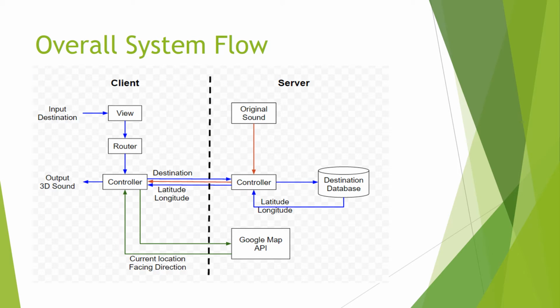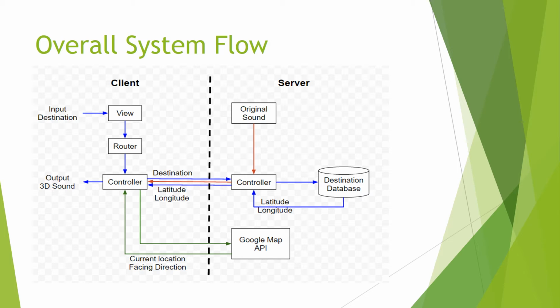First, the user needs to input their destination, then the system will call the router to map the input to its corresponding controller. The client-side controller will call the server-side controller to get the latitude and longitude of the destination from the database. And the server-side controller would also start to load the original sound file. The data would be sent back to the client-side controller.